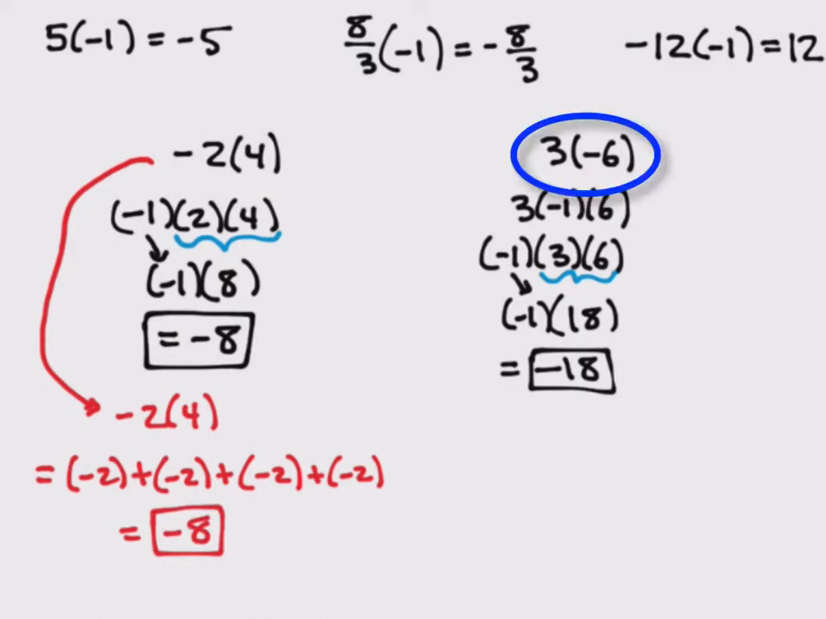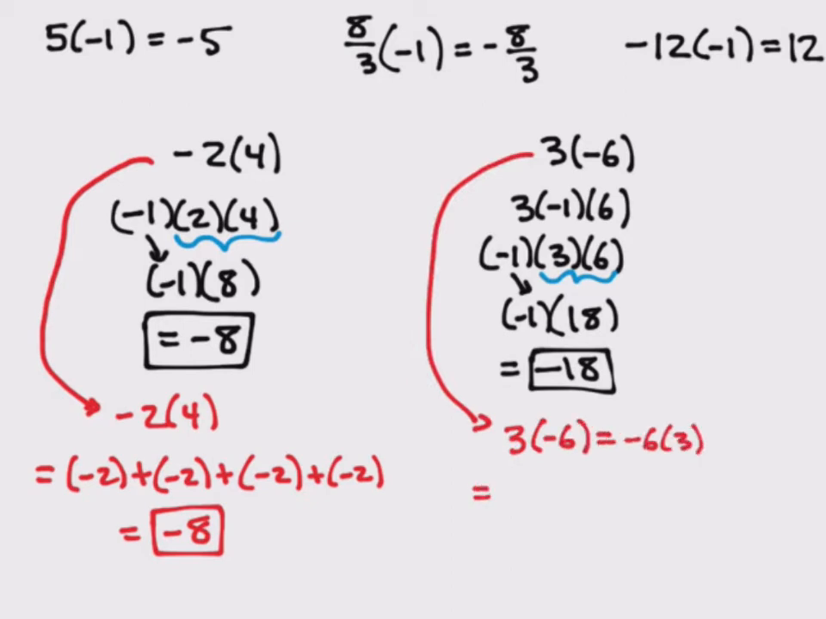In our second example, 3 times -6, it's a little bit odd here because I'm not sure what it means to add a number to itself -6 times. But we can rewrite 3 times -6 as -6 times 3 by the commutative property of multiplication. And we know exactly what that means. It means add -6 to itself 3 times, which of course will yield -18. And perhaps you've already noticed this, but in general, whenever we multiply two numbers together, one of which is negative and one of which is positive, the product is always going to be negative.